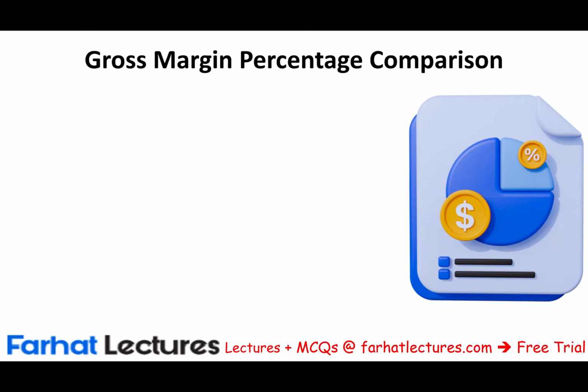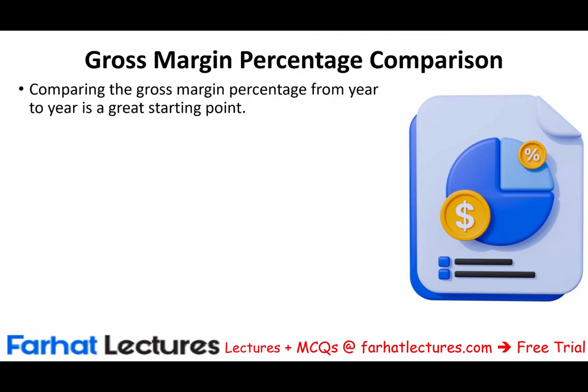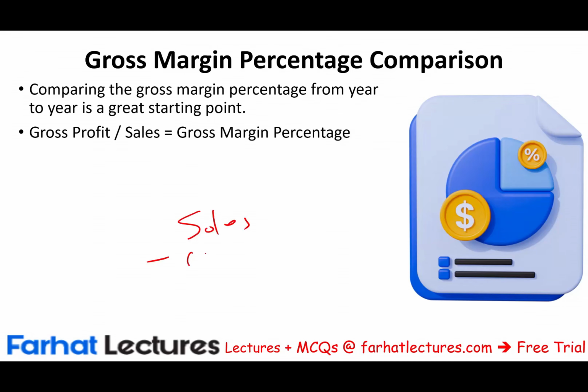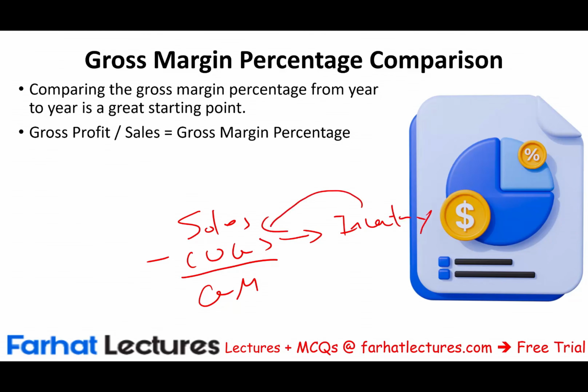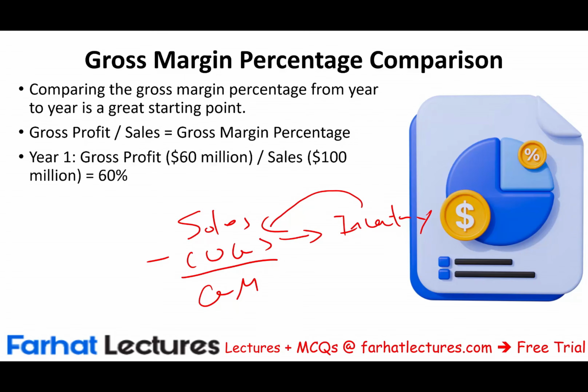The first one we're going to look at is gross margin percentage or gross profit margin percentage. We compare this from year to year as a good starting point, because what goes into gross profit margin? Sales minus cost of goods sold. Sales minus cost of goods sold would give us gross margin or gross profit. Cost of goods sold is the inventory that was sold.